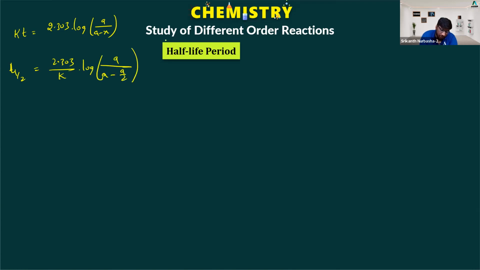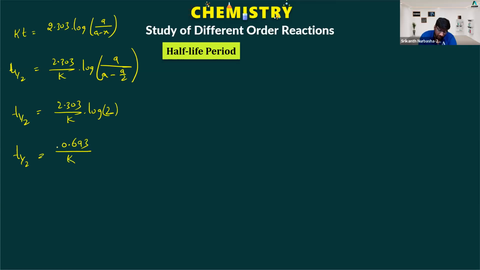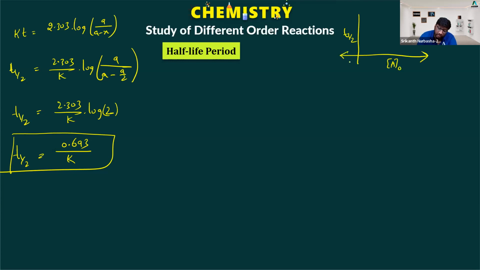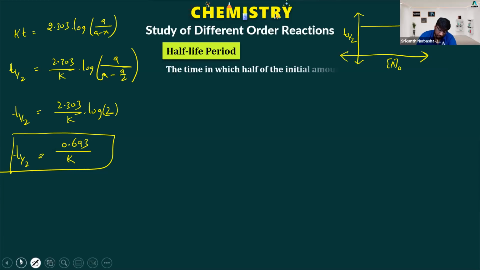A by 2, because for half-life, half of the reactant has been converted. So 2.303 by k into logarithm of A by A minus A by 2, which is A by 2. So A by A by 2 is 2. Log 2 is how much? 0.3010. 0.3010 into 2.303 is 0.6932, so 0.693 divided by k. So t half does not depend upon initial concentration. If you try to plot a graph between t half and initial concentration, what type of curve are you going to get? Constant. You will get a straight line parallel to the x-axis.